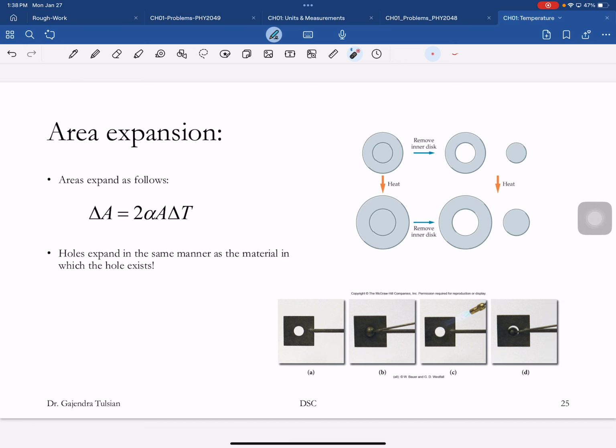So here's an interesting thing. Okay, so here's the question. So here's a washer. The question is, how does this gap expand when you heat the washer? You guys understand the question? Let's say I heat the washer. How does this gap expand?